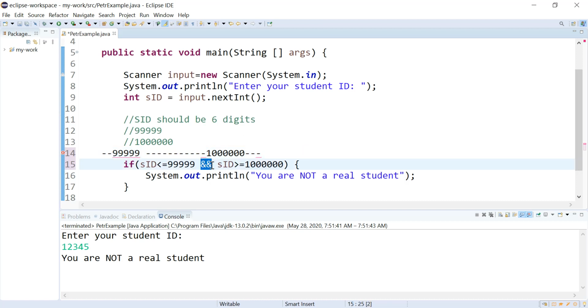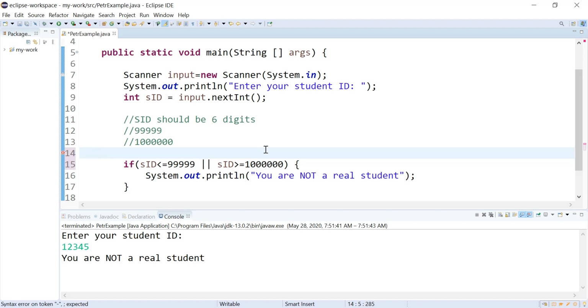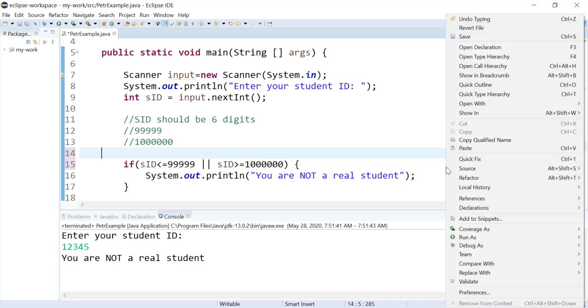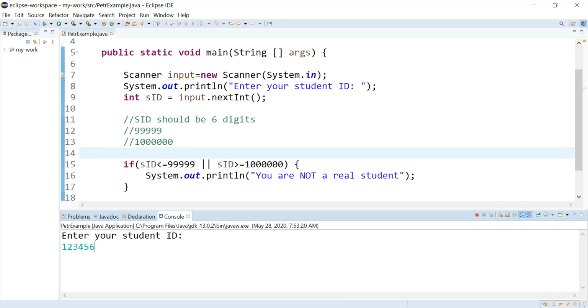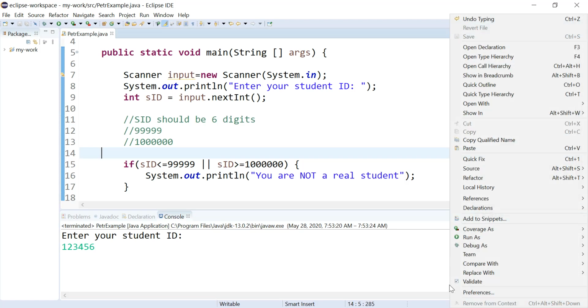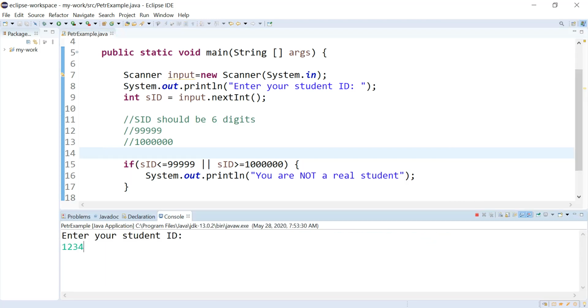So I'm going to change this to an or, which are these pipes. When I write an or, that's a different logical operator. That means that if this is true, or this is true, or both are true, which can't happen when we're talking about this kind of number, then this whole thing will be true. Only if both of these are false will this whole thing be false. So let's try this and make sure it works. All right, so let's try a 6-digit one first. Now output. Now let's try a 7-digit one. 1, 2, 3, 4, 5, 6, 7. You are not a real student.